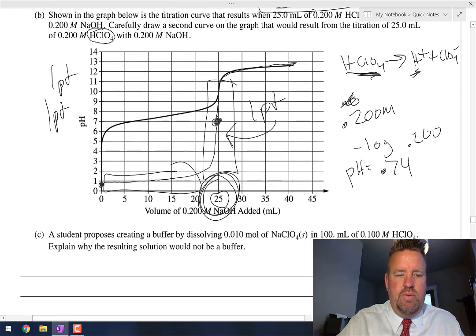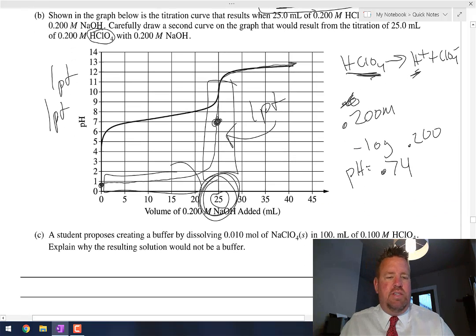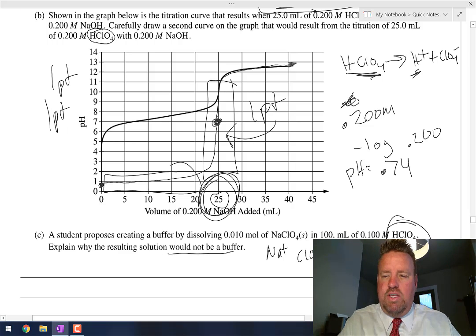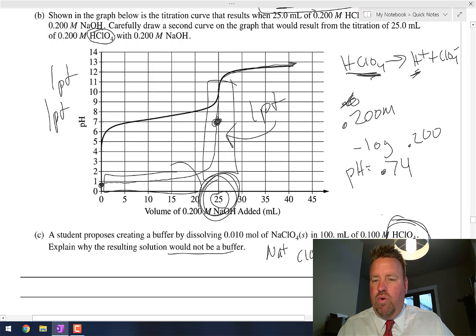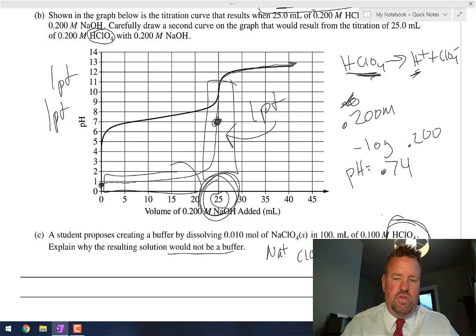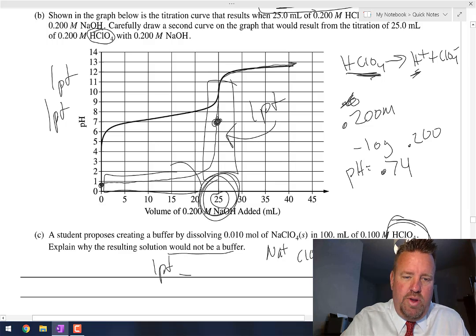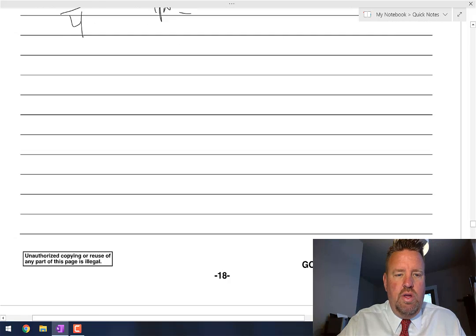Okay, and then part C says a student proposes creating a buffer solution by dissolving some NaClO4, which is Na plus and ClO4 minus, in 100 milliliters of HClO4. Explain why that would not be a buffer solution, simply because HClO4 is a strong acid, not a weak acid, and would therefore not form a buffer solution. That's really all you'd have to say on that. Part C was worth 1 point, and so there's your 4 points for question number 4.